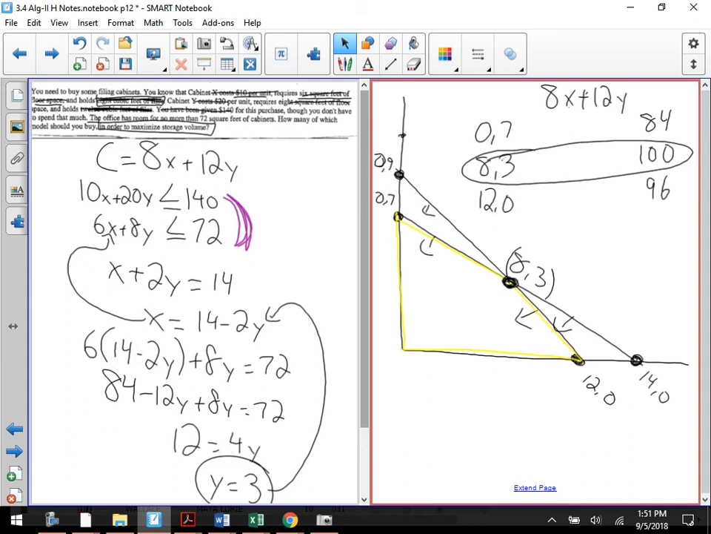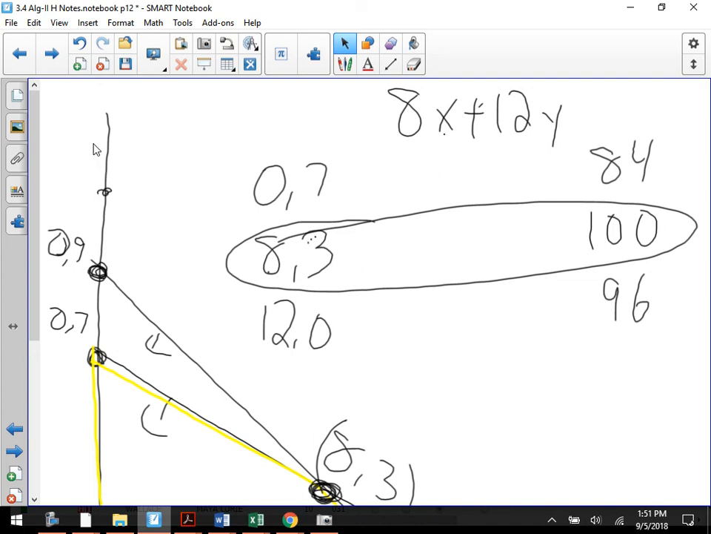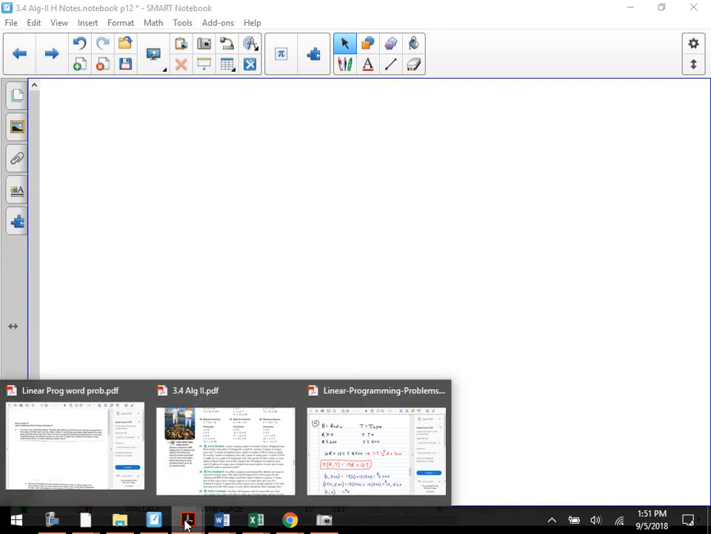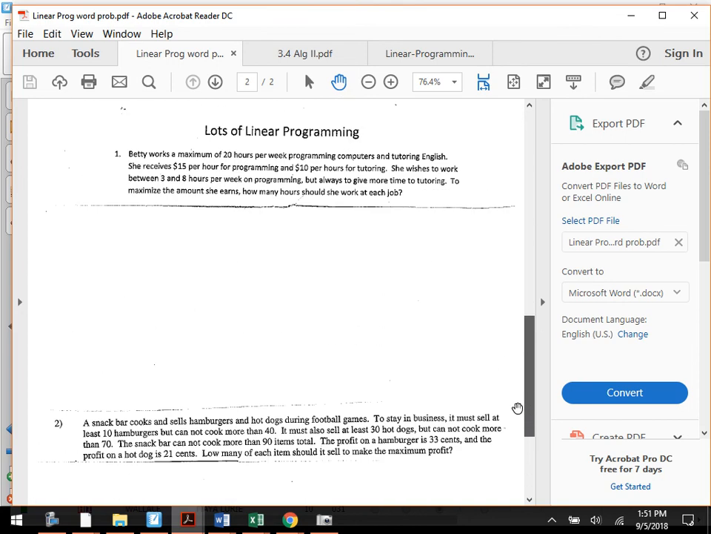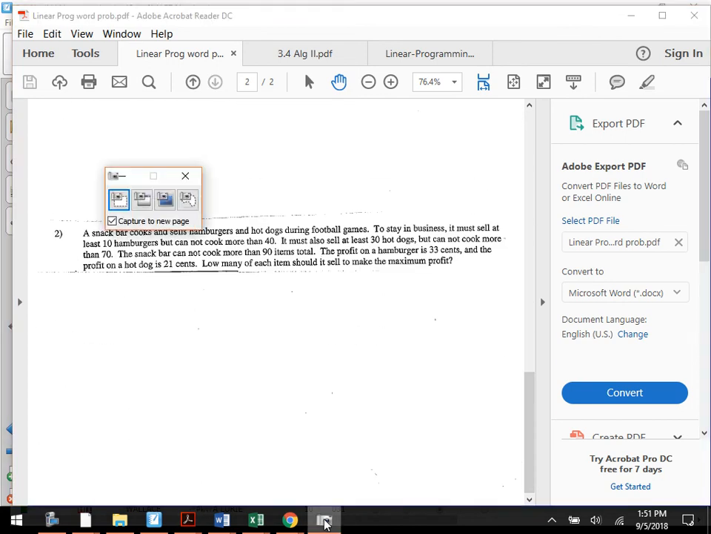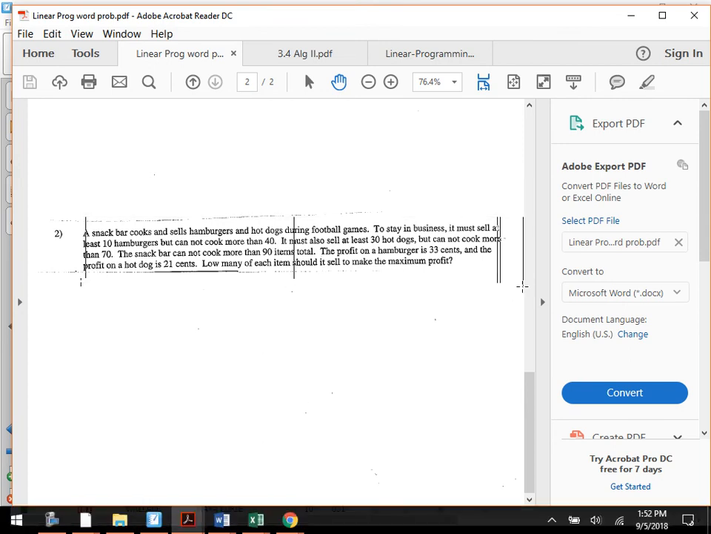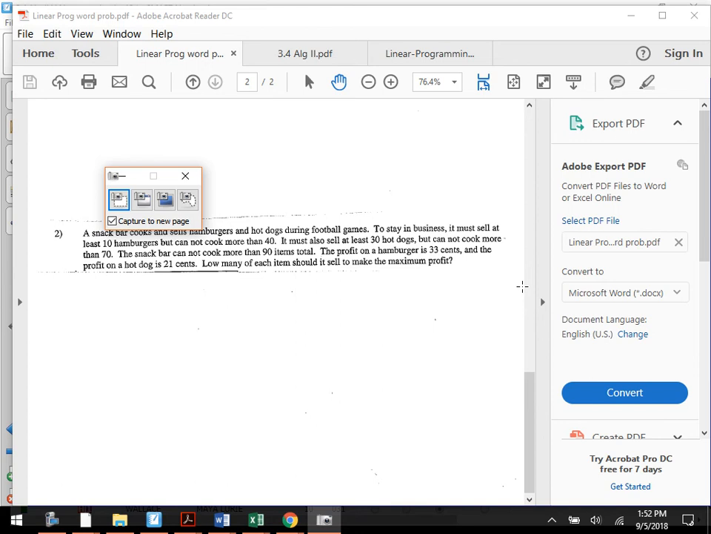Now, flip over to the other side. On the bottom, they're talking about a snack bar. I wanted to make sure to talk about this example because it doesn't say cabinet X or cabinet Y, so you kind of figure out where you're going to place things.